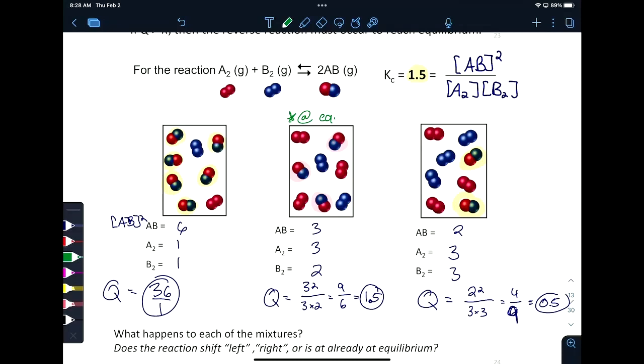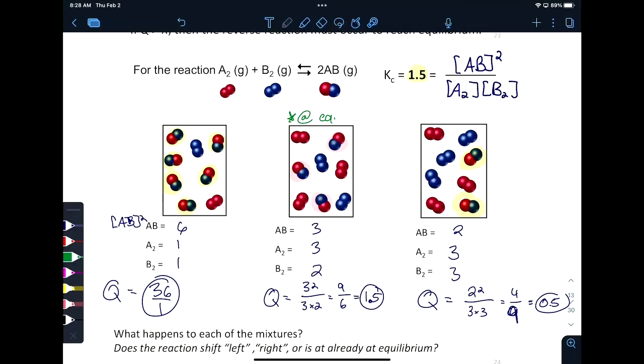Reactions are still happening. The forward reaction is just happening at the same rate as the reverse reaction. So for every bond that you break, another one is made at the same time, so you don't see a net change in the concentrations of the balls. Again, being at equilibrium doesn't mean that the reaction stops. It just means the forward and the reverse are happening at the same rate. Okay, so what about this picture? When Q is 36, which direction does the reaction have to go?